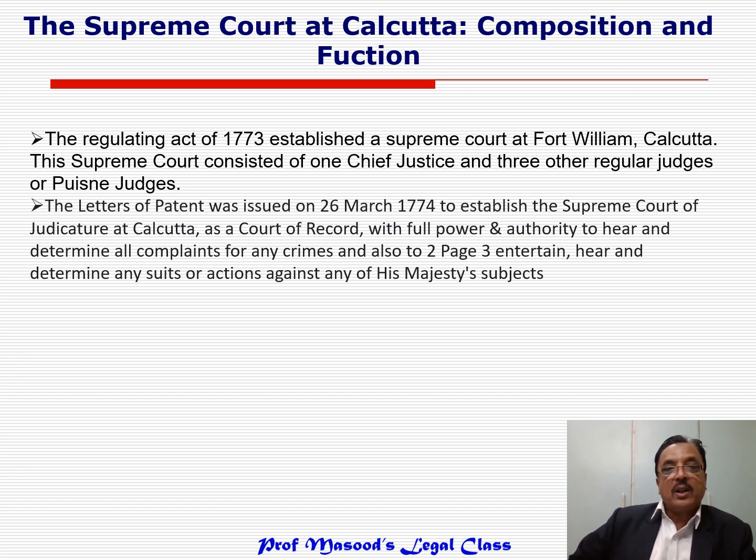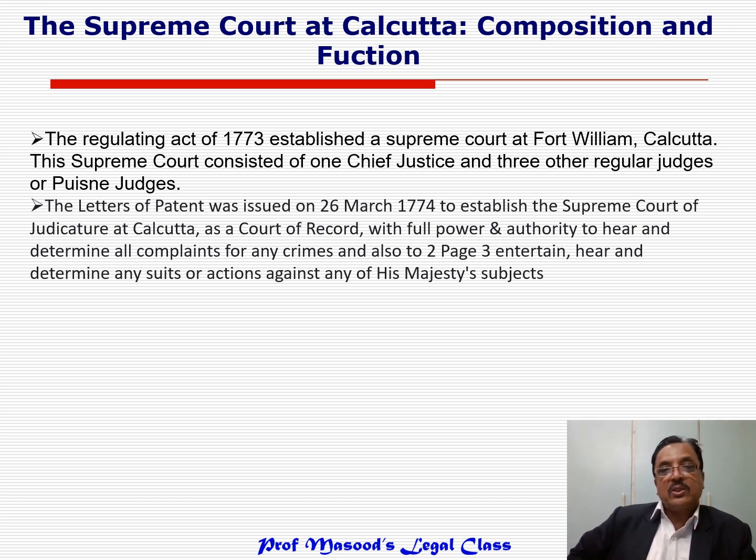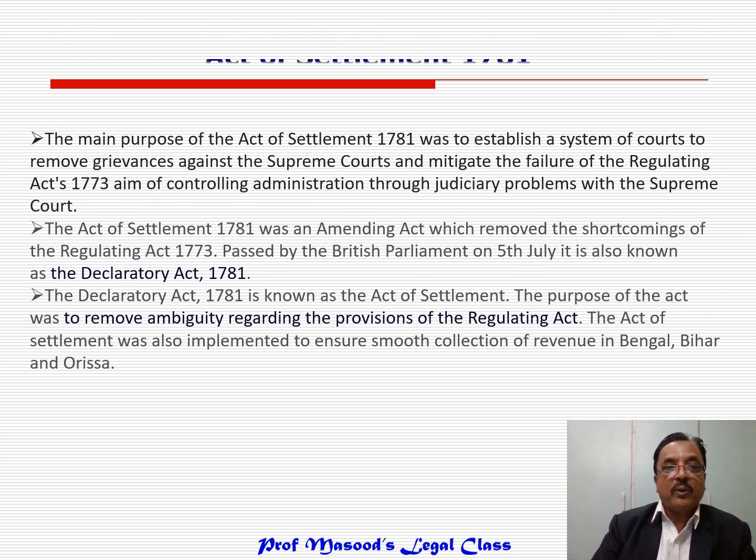So the Supreme Court at Calcutta has the composition of senior judges and regular judges. It consists of the Chief Justice and three other regular judges, the puisne judges. Puisne judges are the junior judges. So this is the composition of the Supreme Court.